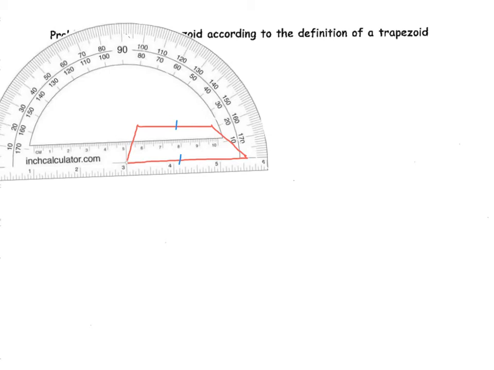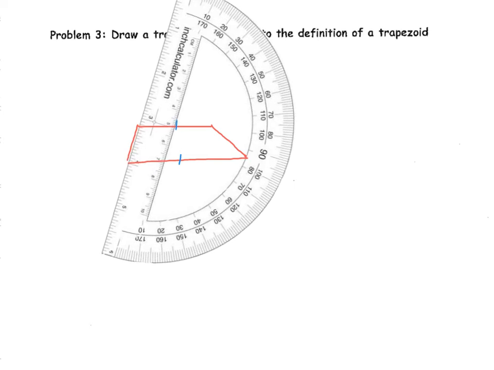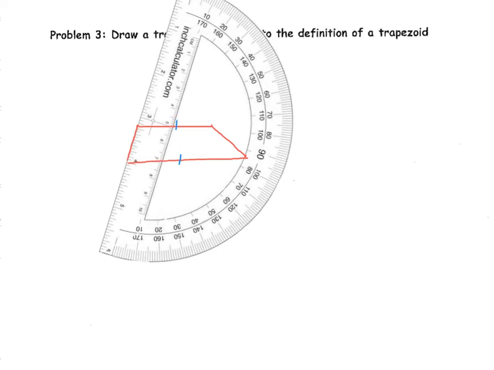So now, here's the problem. My trapezoid isn't big enough for me to read the angle, so I'm going to have to use the straight edge to extend the line so I can read its angle. So I'm going to do it in a different color. You will just do it with your pencil. Alright, so now let's measure this corner.